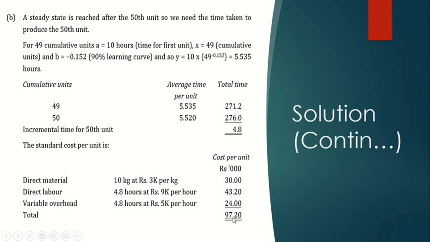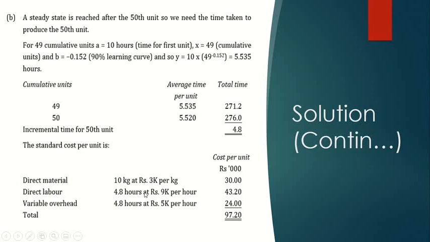97200. So you should understand that if you are producing one unit in the fourth quarter, our cost will be 97,200 if this steady scenario is applied. This is if the steady scenario is applied, which means after the 50th unit, we are coming to a steady state.